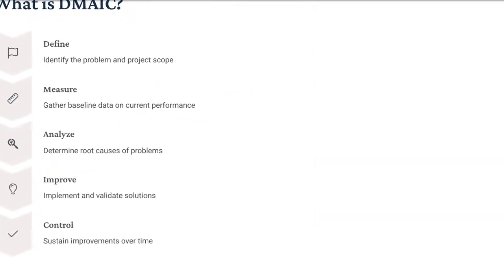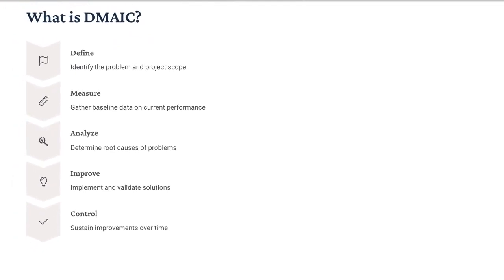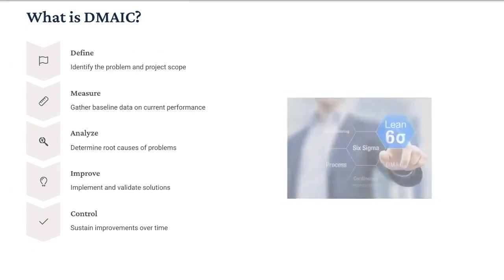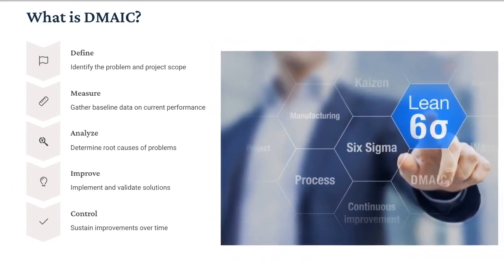DMAIC stands for Define, Measure, Analyze, Improve, and Control, which relates to first identifying the problem and establishing the project scope, and to also then gathering the relevant data on the current performance, which will be used as your baseline data. Once you have the data, you will start analyzing the data with various tools to help you determine the root causes of the problems.